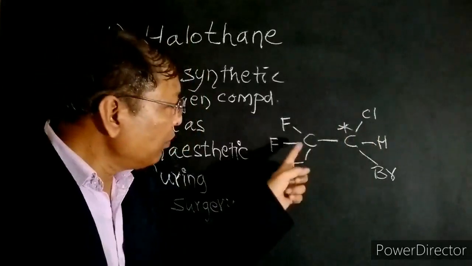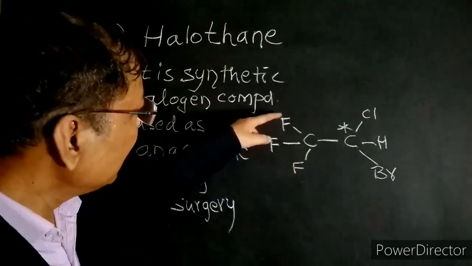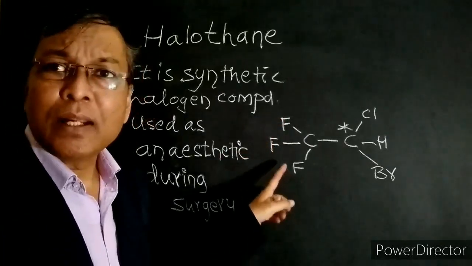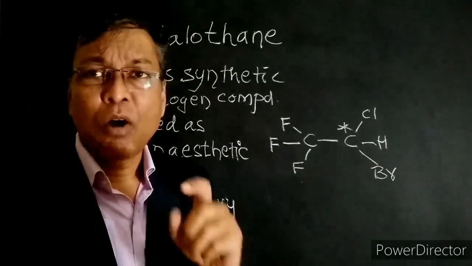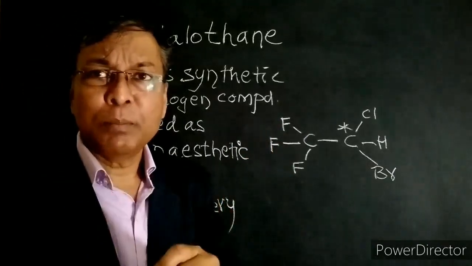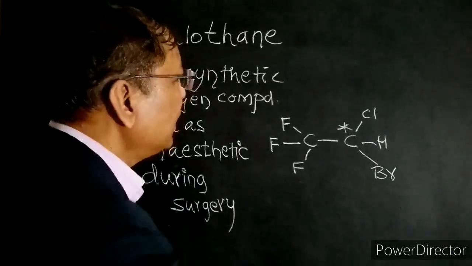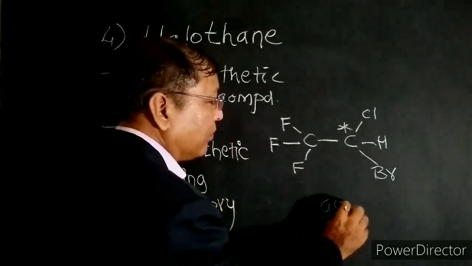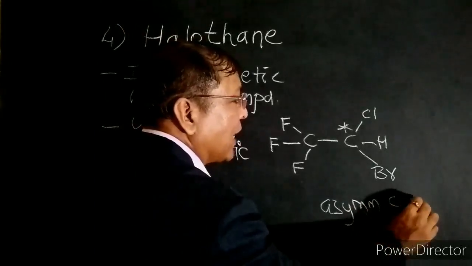So, if you observe this carbon atom, this is not a chiral carbon atom because here the 3 fluorine atoms are the same. According to the definition, a chiral or asymmetric carbon atom must be bonded to 4 different atoms or groups. Therefore, this halothane has 1 asymmetric carbon atom.